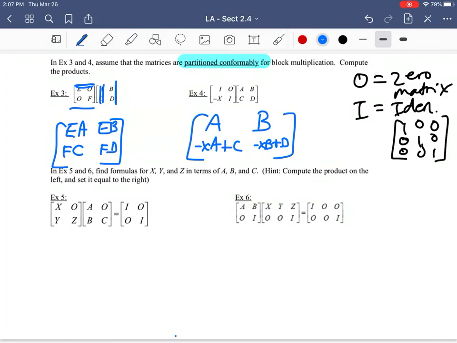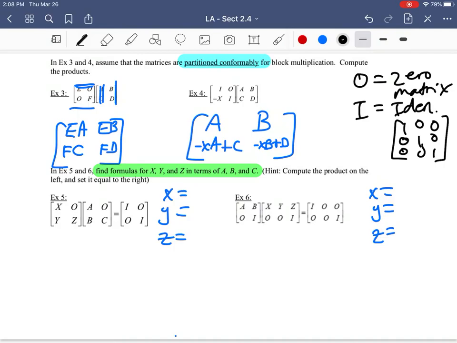All right, so the only difference in examples 5 and 6 is that now they've given us an answer and they want us to do something a little bit different. So in this problem right here, it says find formulas for X, Y, and Z in terms of A, B, and C. So for each of these problems, I want to come up with a formula. I want to say that X equals something, Y equals something, and Z equals something. So let's see if we can do that down below.